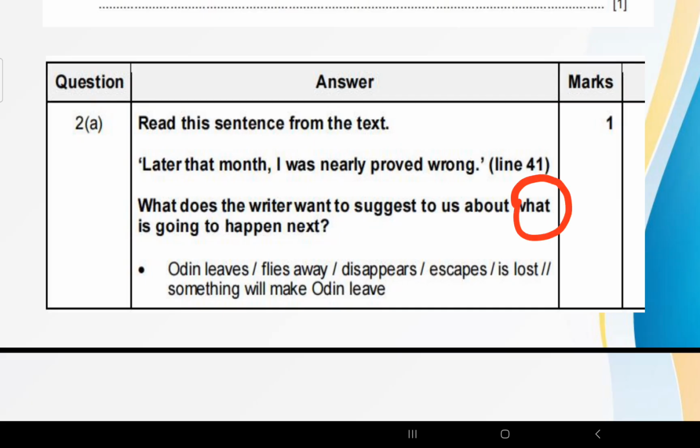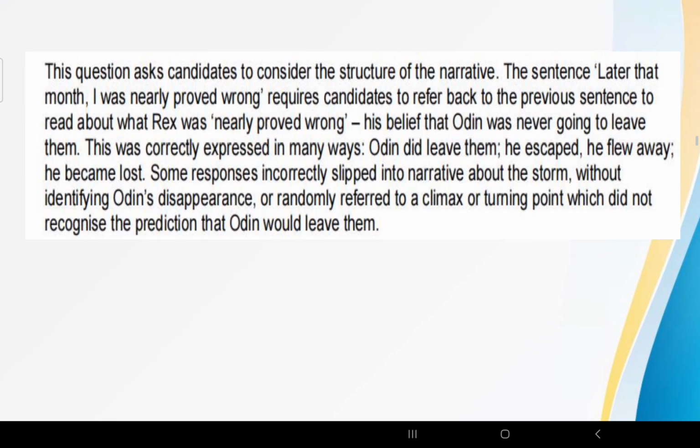So you have to answer this: this sentence is basically suggesting the event that is happening after that. So the focus of the question must be very clear. If you are not clear about what has been asked, then you won't be able to write correctly. This question asks candidates to consider the structure of narrative. Basically you need to understand the narrative, the story here in this question.